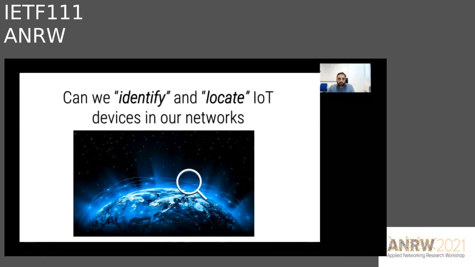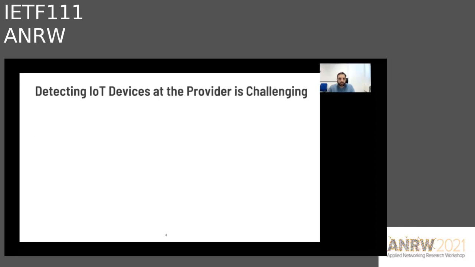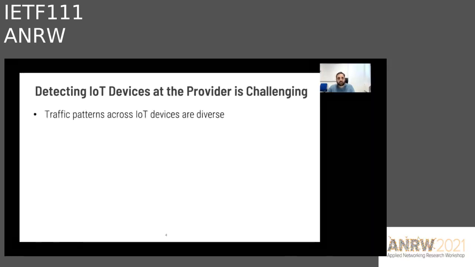This problem can be studied in different networks, from small office to campus networks, to even large service providers. We collaborated with an ISP of 15 million customers, and we wanted to study this problem at the scale of an ISP. However, detecting IoT devices at the provider level is not an easy task. The reason is that traffic patterns across IoT devices are diverse.